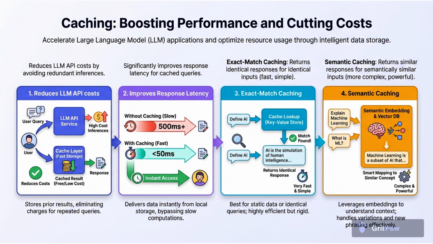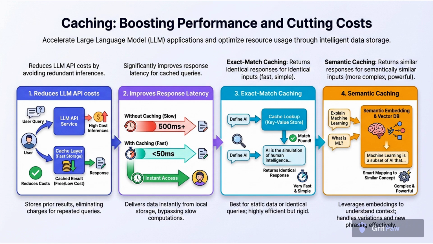There are two primary types of caching relevant to LLMs: exact match caching and semantic caching. Exact match caching is straightforward. If the input prompt is exactly the same as a previously seen prompt, we return the stored response. This is highly effective for deterministic queries where temperature equals 0 and for common repetitive questions.